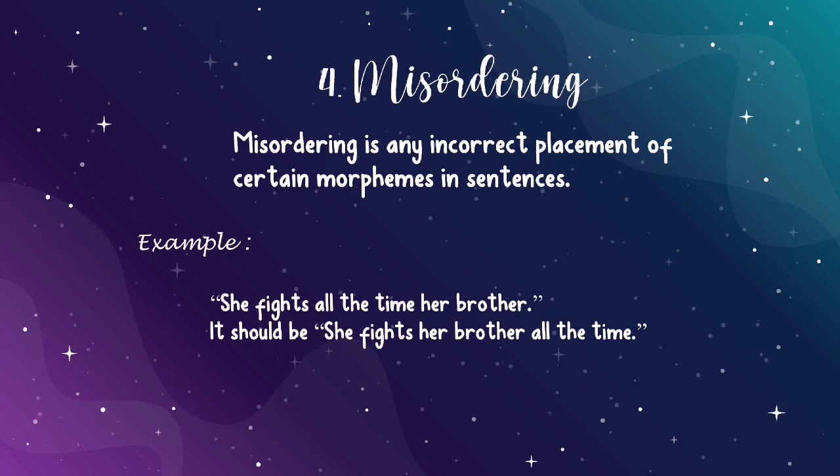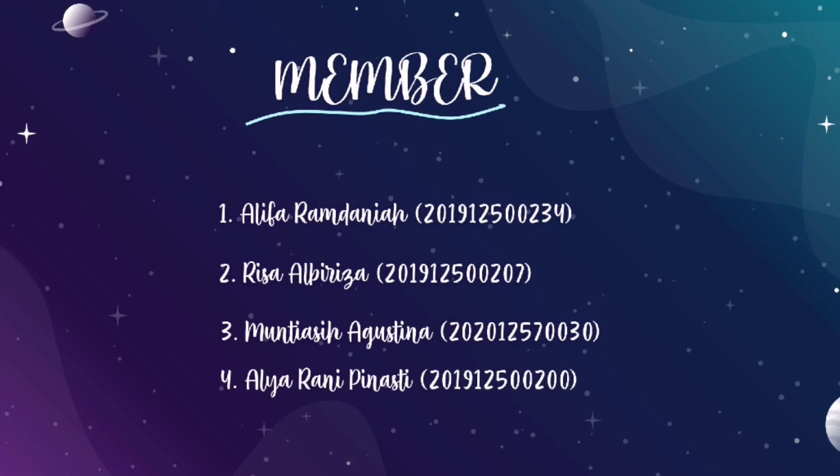The next example is a sentence: I met there some Germans. It should be I met some Germans there. An example for a phrase: another my friend. It should be my another friend. So that's all I can explain about misordering.